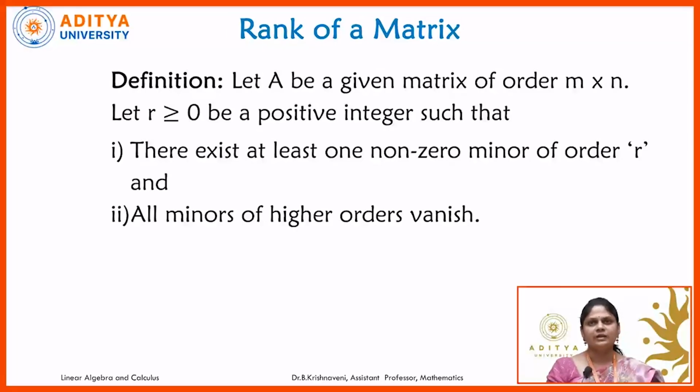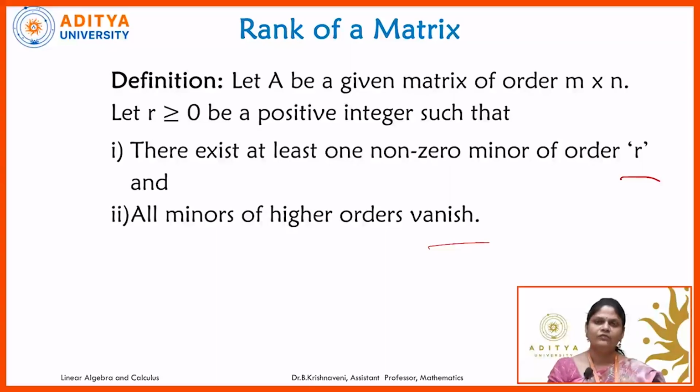If you consider any matrix A, which is of order m by n, and let R be any positive integer, that is R greater than or equal to 0, such that there exists at least one non-zero minor of order R and all minors of higher orders vanish, then we say that R is the rank of the matrix.